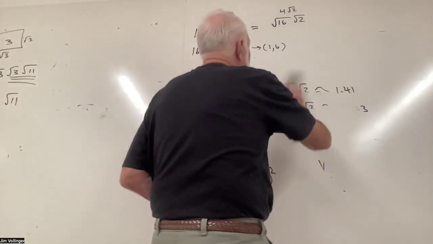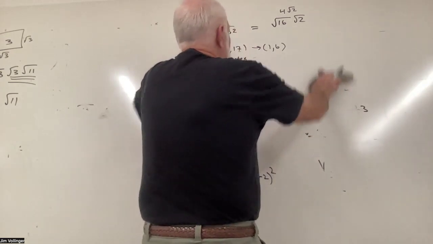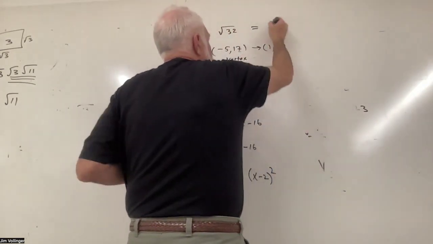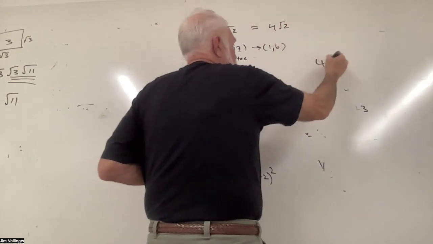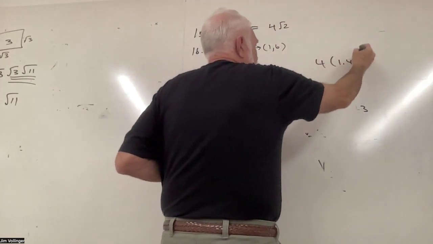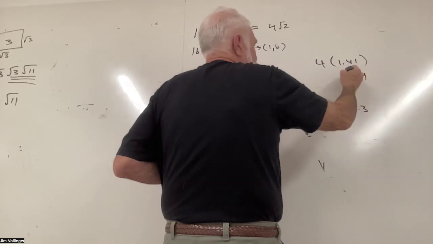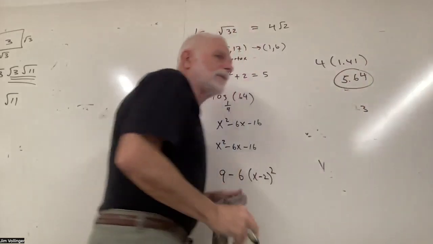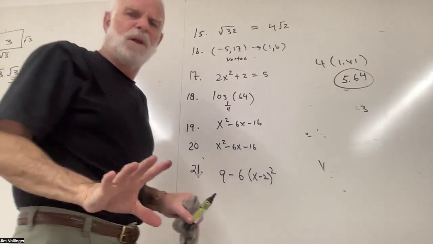All right. So √32 is equal to 4√2, which is 4 times 1.41. So that's a 4, that's a 6, that's a 5. So it's approximately 5.64 off a calculator. I'm close enough.